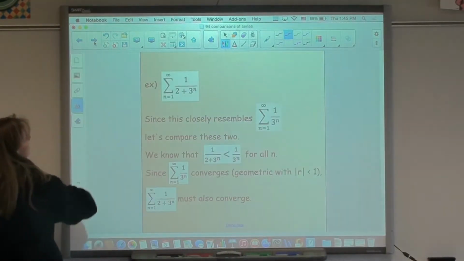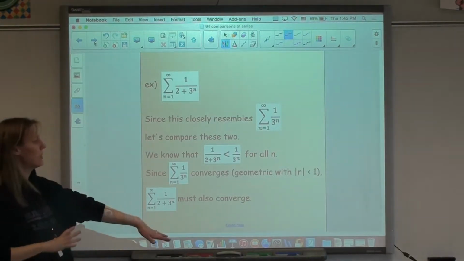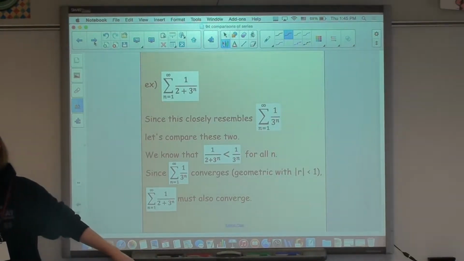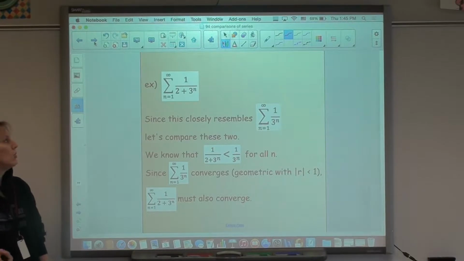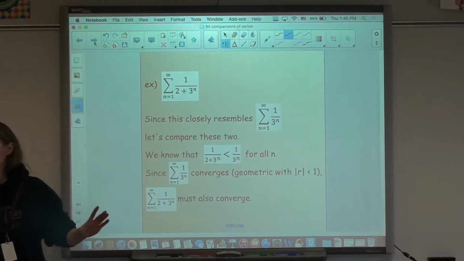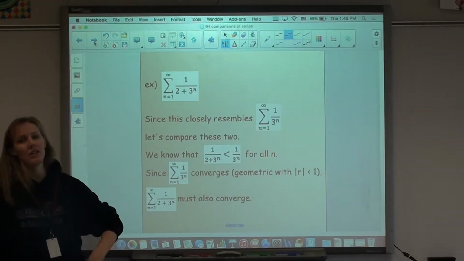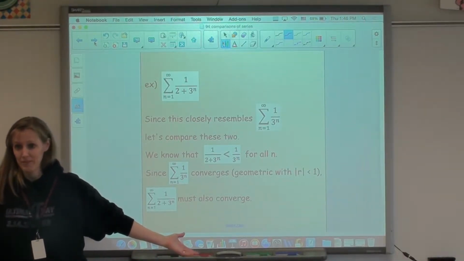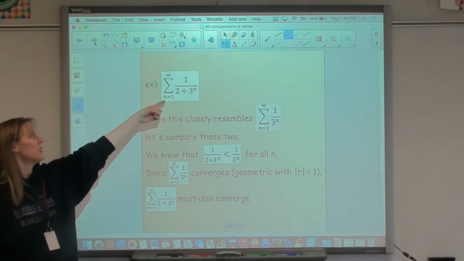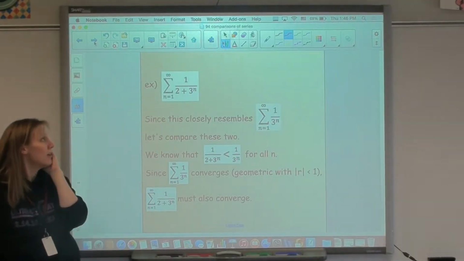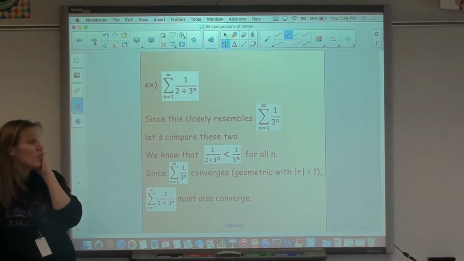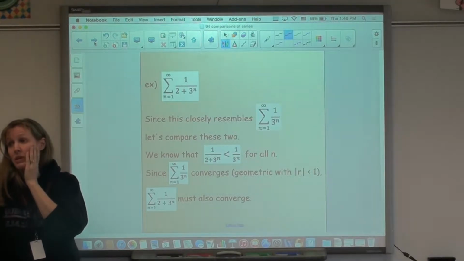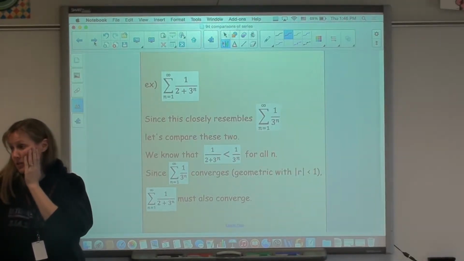All right, so this is just an open example. I'm just going to walk you through it step by step so you can see how this works. All of these problems start the same way. You get a series, and the question just says, tell us if it converges or diverges, right? So you look at this series, and you think to yourself, I don't know if it converges or diverges, but I know that it sure looks like another series, right?